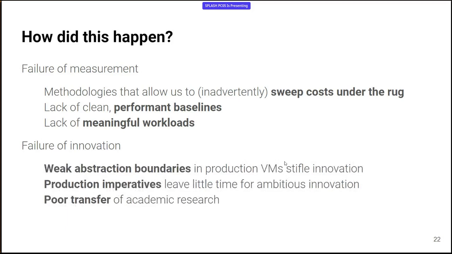Why is there a lack of innovation? Weak abstraction boundaries is number one. If you've got weak abstraction boundaries, what ends up happening is that your collector gets welded in place. And once you've got a single collector welded in place, it's game over. Okay, why? Because the runtime ends up making implicit assumptions about that collector.